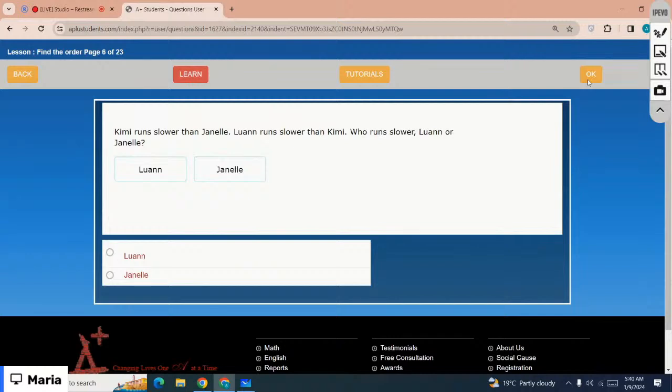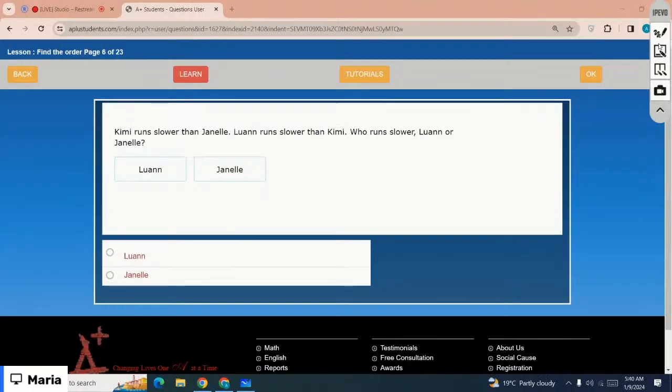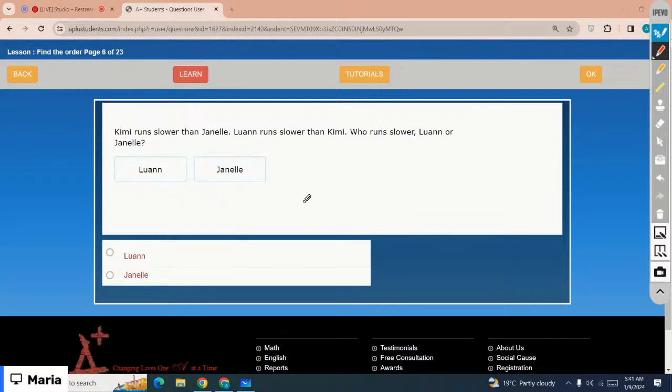Kimi runs slower than Janel. Lon runs slower than Kimi. Who runs slower? Just make the order, then that would be very easy for you. Use your notebook and pencil if you have. But I think no one has their notebook and pencil right now. Kimi runs slower than Janel. Kimi is slower, Janel is faster. Lon runs slower than Kimi. Lon is here because she runs slower than Kimi. Who runs slower, Lon or Janel?